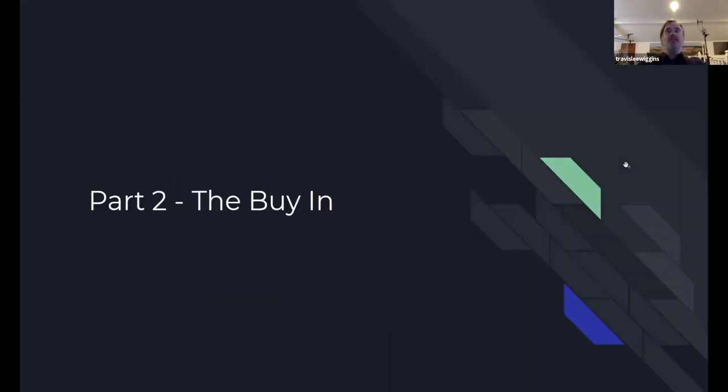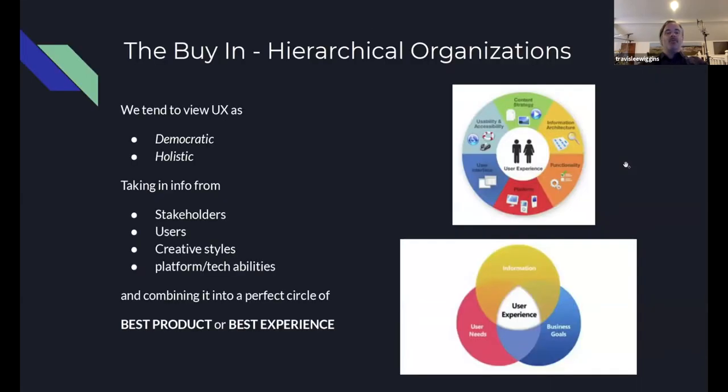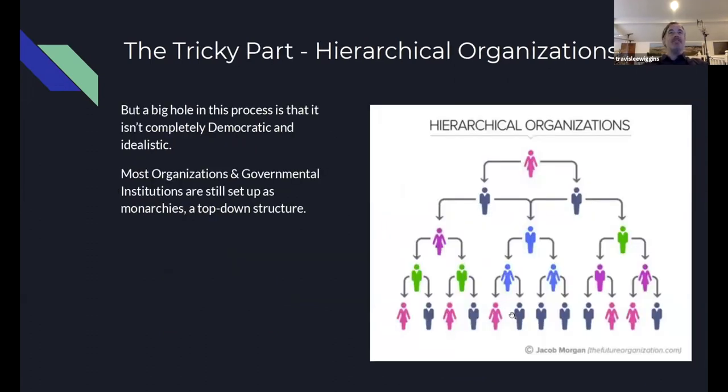Now I want to go to part two, the buy-in. We tend to view user experience as democratic and holistic. We take info from stakeholders, users, creative styles, platforms, and we combine it all into the perfect circle of the best product or best experience. So that's what I've tried to show you so far, that it's taking a lot of these diverse elements and putting them together.